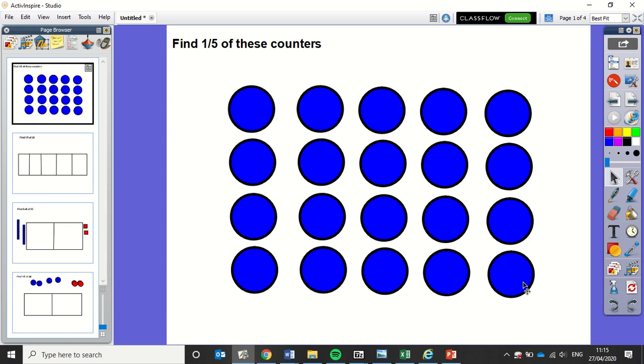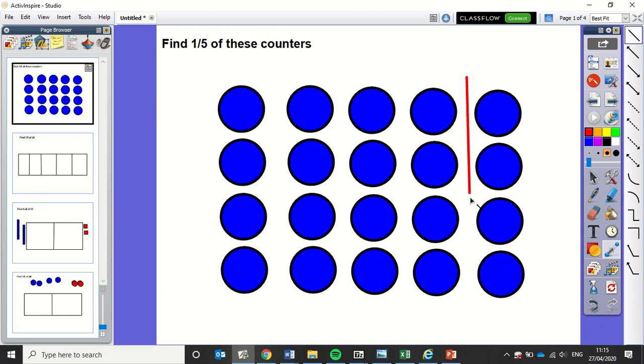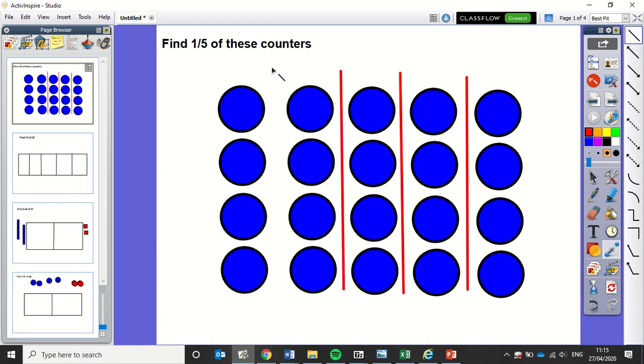Now, something that will make this really easy is I've got to think I need to split these into 5 groups, okay? Because I want to find a fifth of them. How many columns are there, year 3? There's 5. This has been set up nice and lovely. So I can literally just do this. I can get my line. 1 group. 2 groups. 3 groups. 4 groups and 5 groups. And there we have it. I've split it already into 5 groups because there were 5 columns.